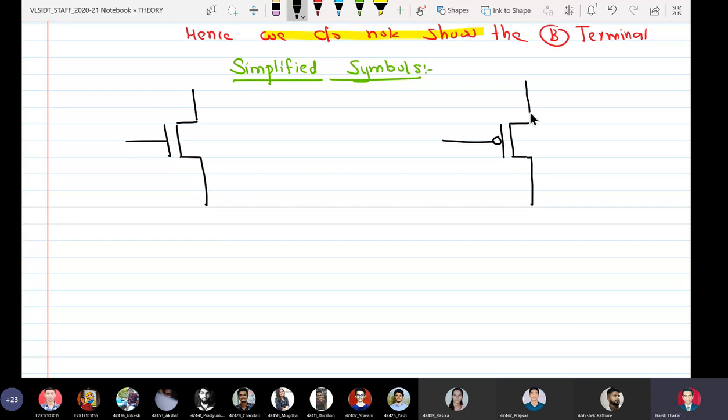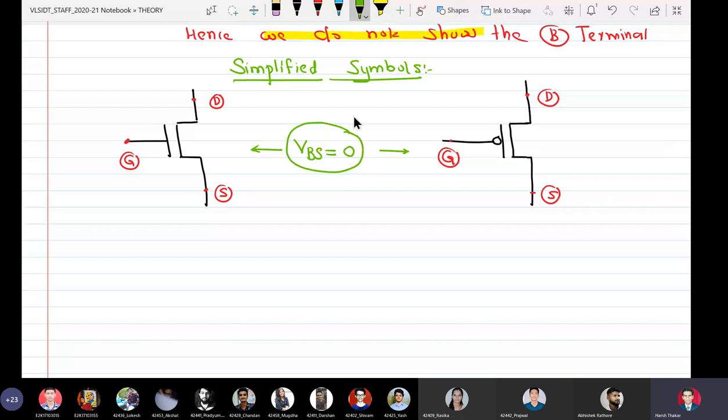Many a time students get confused with the direction of arrows, that in NMOS the arrow should be from right to left, and in P-channel should be left to right. That is why a simplified way is that in one symbol you do not show a bubble at the gate, and in another symbol you show a bubble. So gate, drain, and source. In both the cases, VBS is equal to zero. Please also note that NMOS does not have a bubble and PMOS has a bubble.